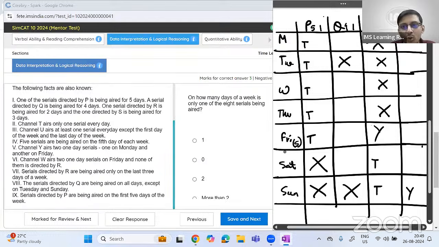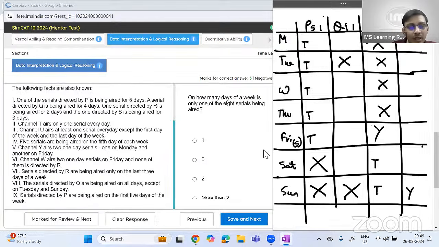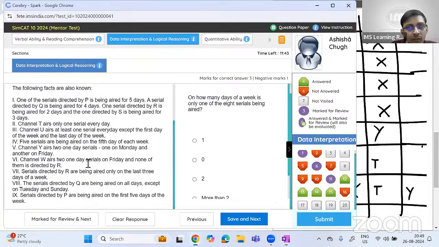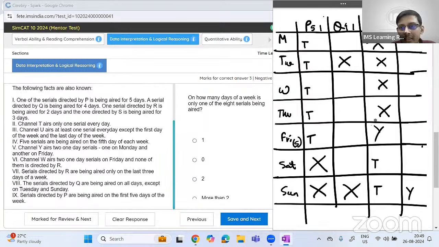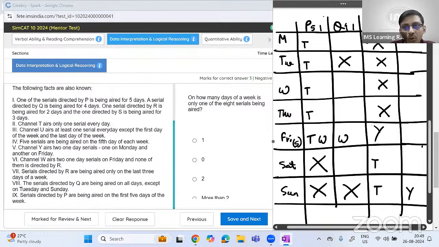I think we have the two serials on Y and T right now. So Y and T are there, and U and W are remaining. W has two 1-day serials on Friday. Who will those be? We already have the 1-day serial for S at the end, so it will not be for S. And we already know it is not for R, so it will have to be for P and Q. P and Q, two 1-day serials on Friday.